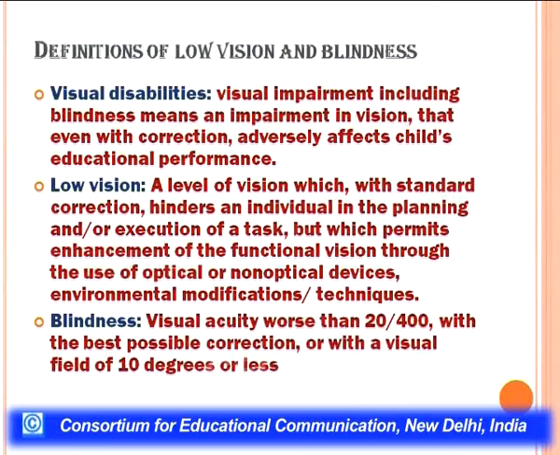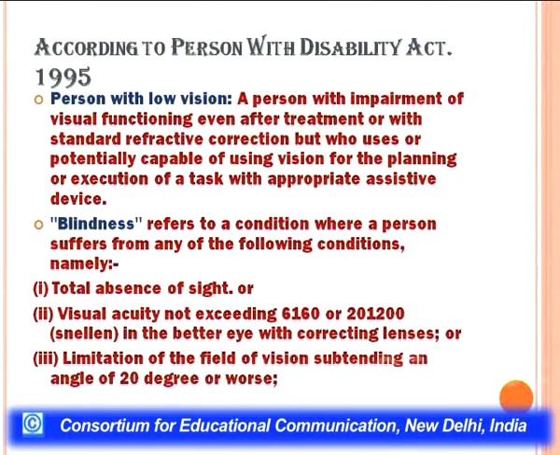In India, the Persons with Disability Act 1995 has defined a person with low vision and blindness. So we must follow those definitions while we talk about blindness and low vision in our context. A person with low vision is a person with impairment of visual functioning even after treatment or with standard refractive correction, but who uses or is potentially capable of using vision for the planning or execution of a task with an appropriate assistive device.